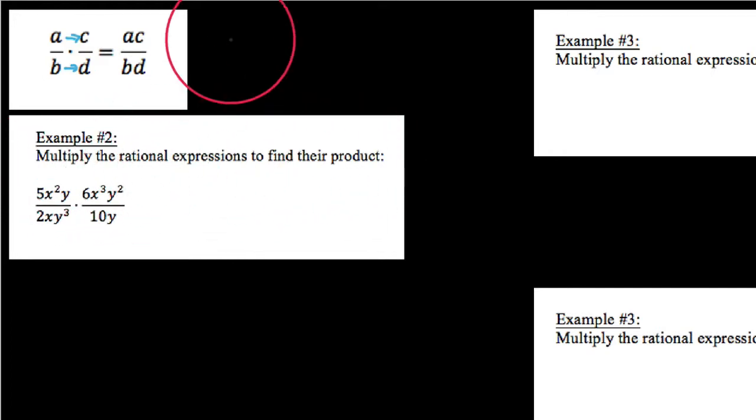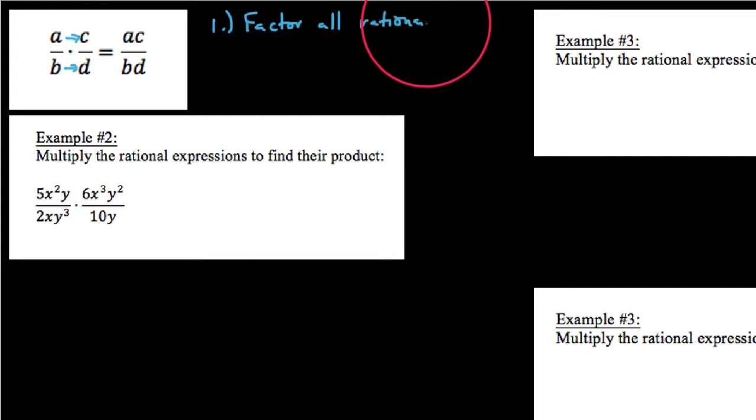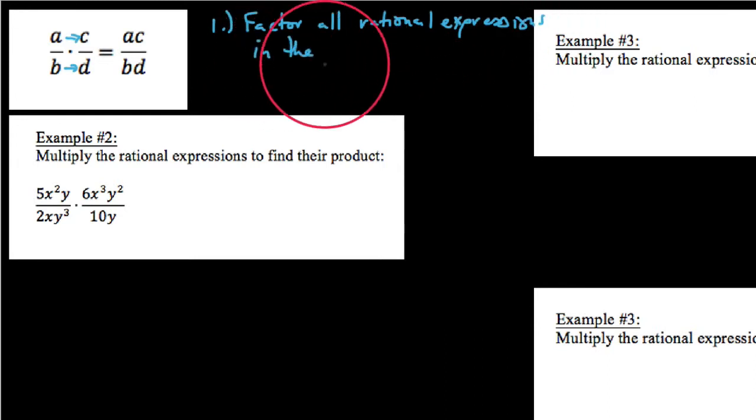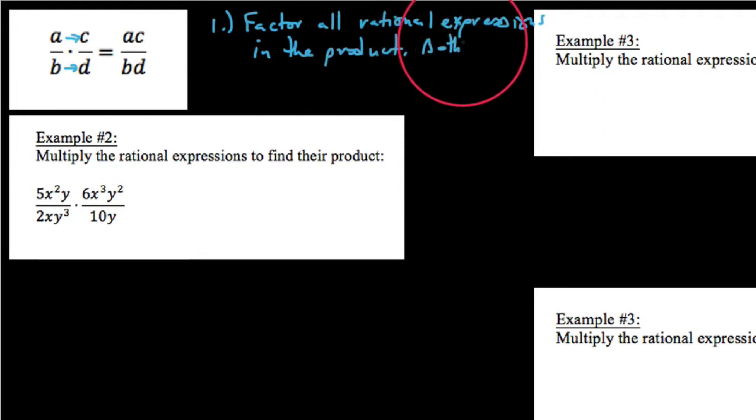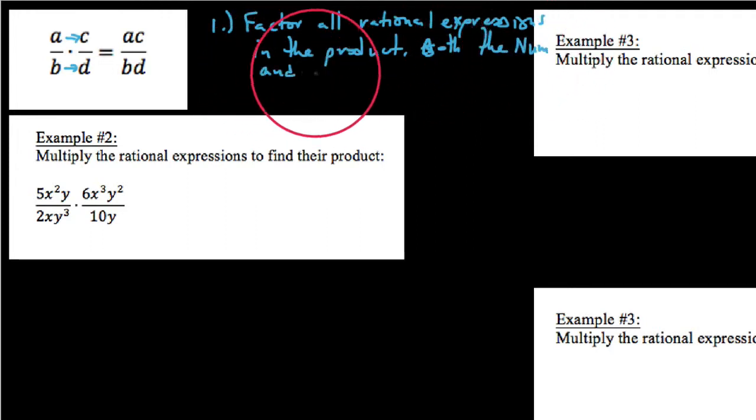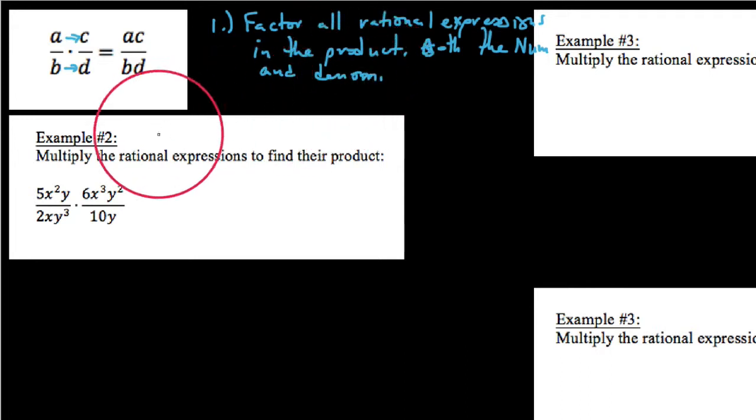So using this fact, what I'm going to encourage everybody to do when we multiply rational expressions to find their products is, first things first, before you do anything, factor all rational expressions. We'll write this down: factor all rational expressions in the product. And this means both the numerator and the denominator. We want both of those things factored.